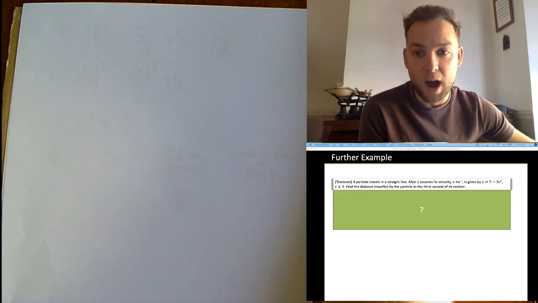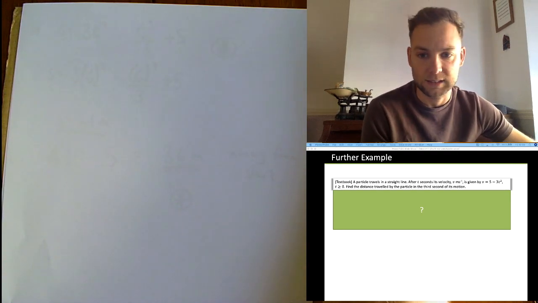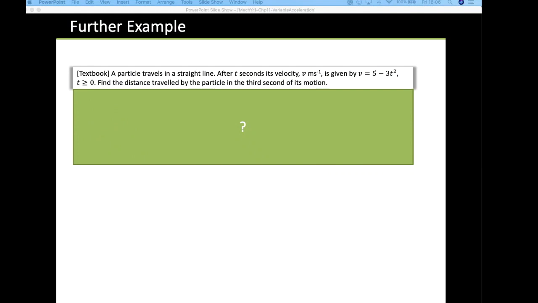Okay, so let's have a go at this next question. I'll make it big for you so you can see it. A particle travels in a straight line. After t seconds, its velocity is v, given as v is equal to 5 minus 3t squared. Find the distance travelled by the particle in the third second of its motion.